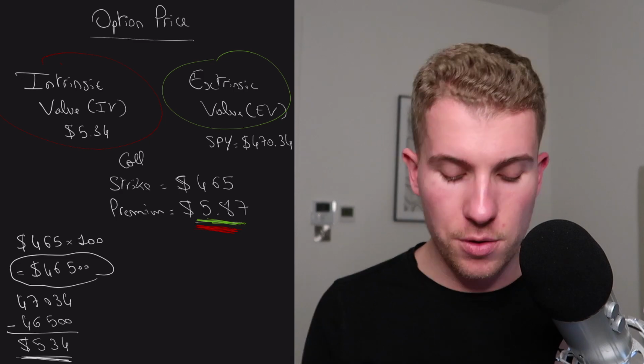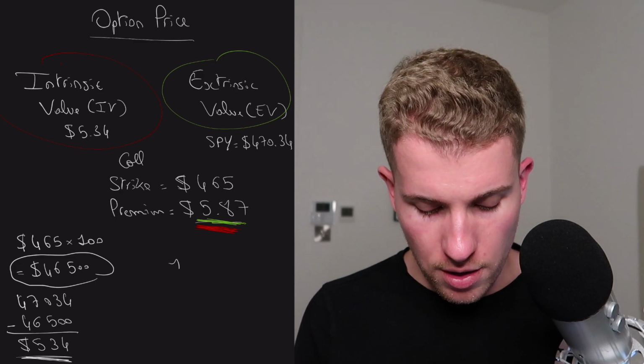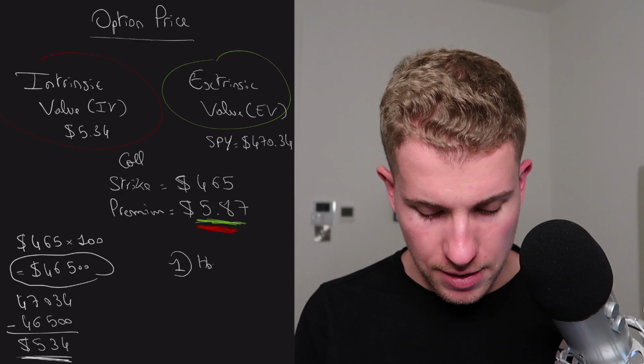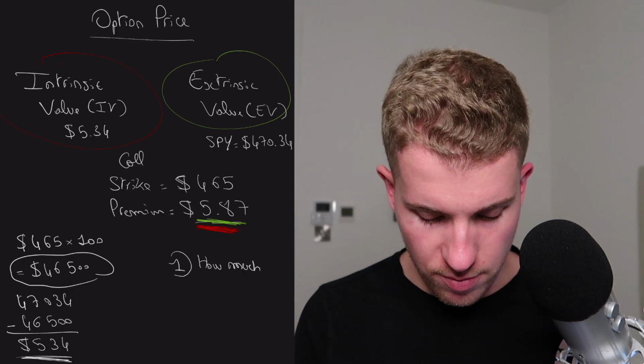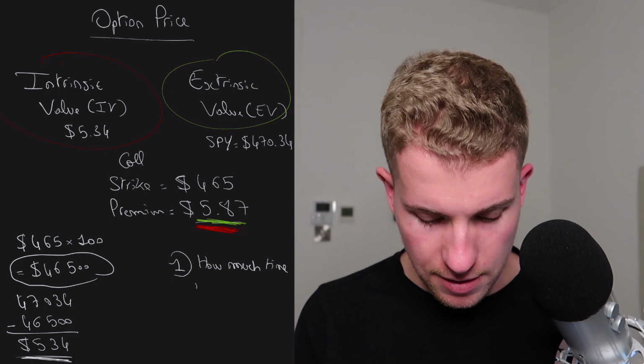And you'll see that for the later part of this video, when we're going to talk about Greeks and stuff like this, it is going to actually be really useful. So within the extrinsic value, you're going to have, first of all, how much time there is between now and expiration. But there is a second factor that we need to look at.